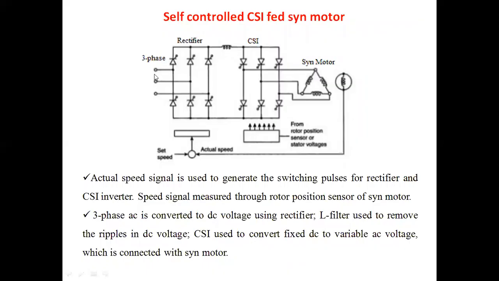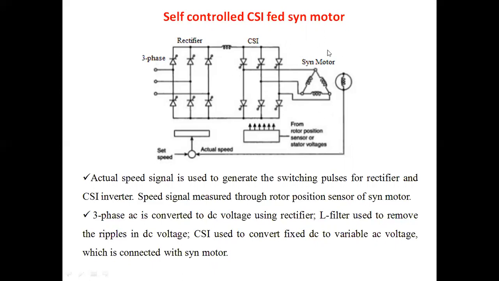Now the three-phase AC is given as an input voltage to the rectifier. The AC is converted into DC with the help of the phase control rectifier circuit. Then with the help of an L filter, we remove the ripples present in the DC voltage. Then the DC output voltage is given as an input to the CSI inverter. The CSI inverter converts DC into AC. The AC is connected with the synchronous motor drive.